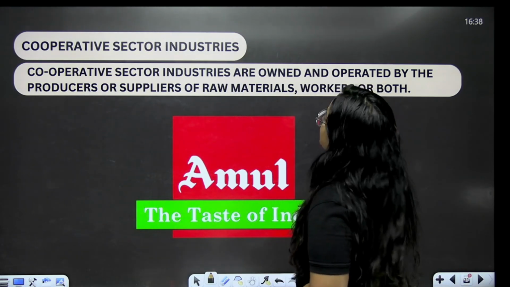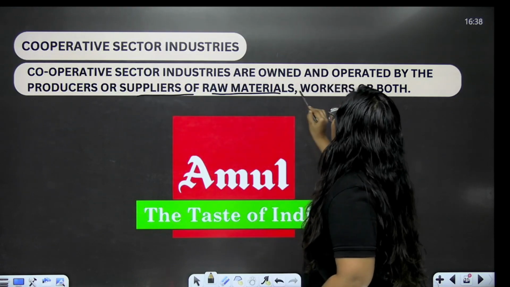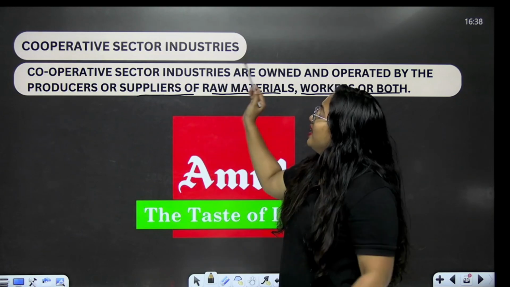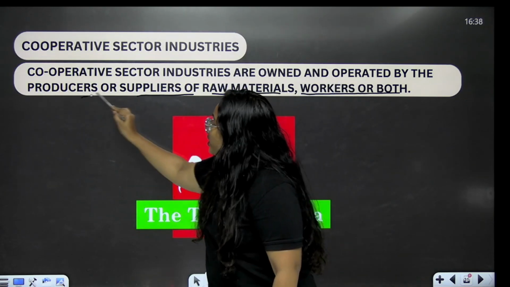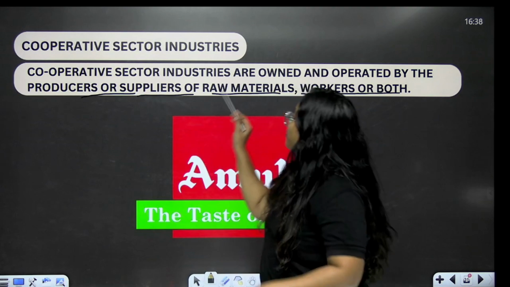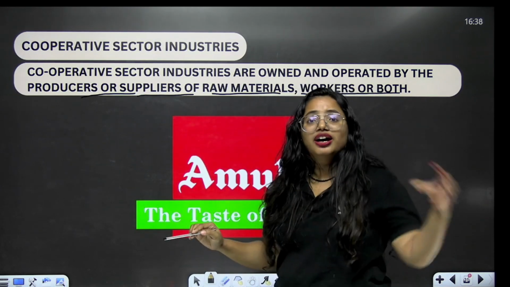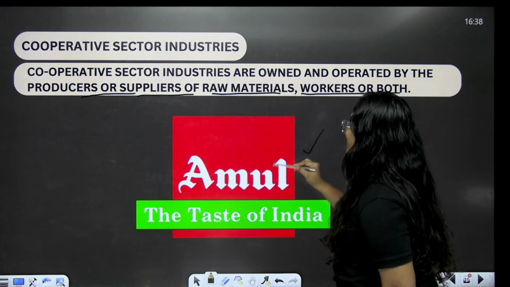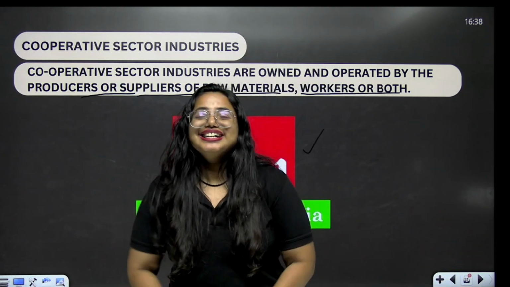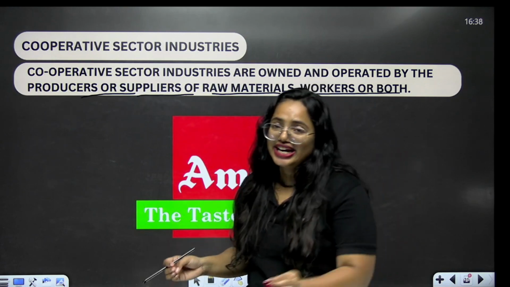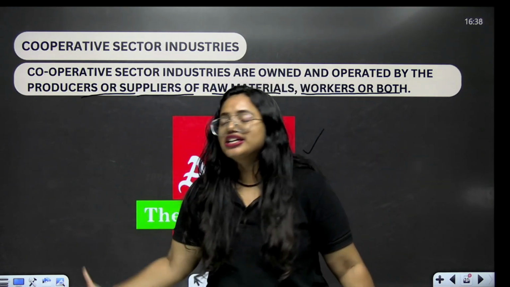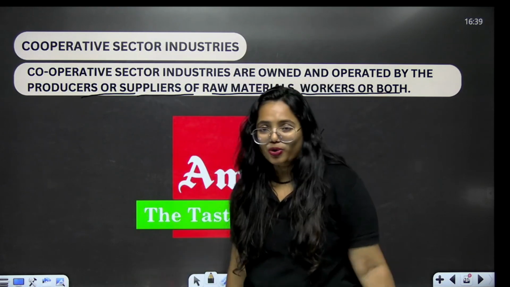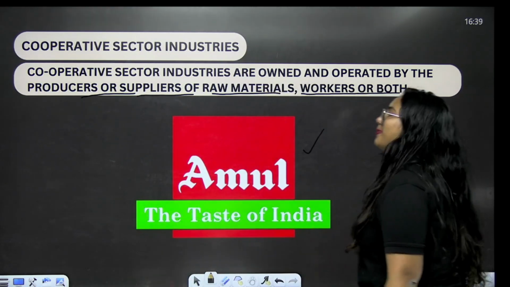These are owned and operated by producers or suppliers of raw materials, workers, or both. You need to be very clear with the point. These are owned and operated by producers or suppliers of raw materials, or it can be workers or both. Clear? And that's where we need to talk about Amul. Amul is one of the industries which is owned and operated by producers or suppliers of raw materials or workers or both. Clear? And now we are going to talk about the next one.